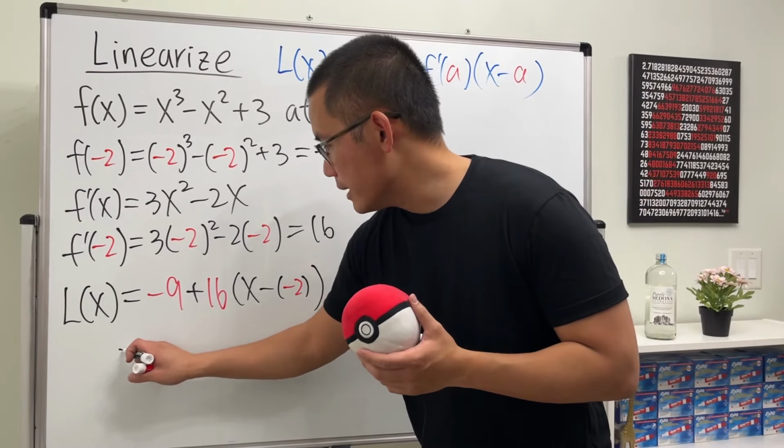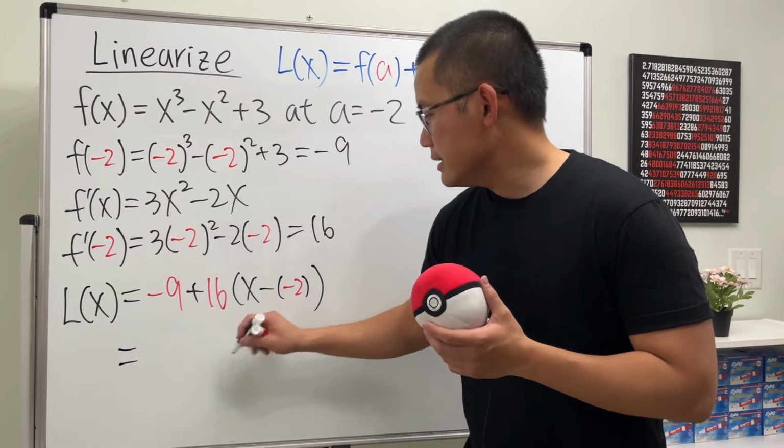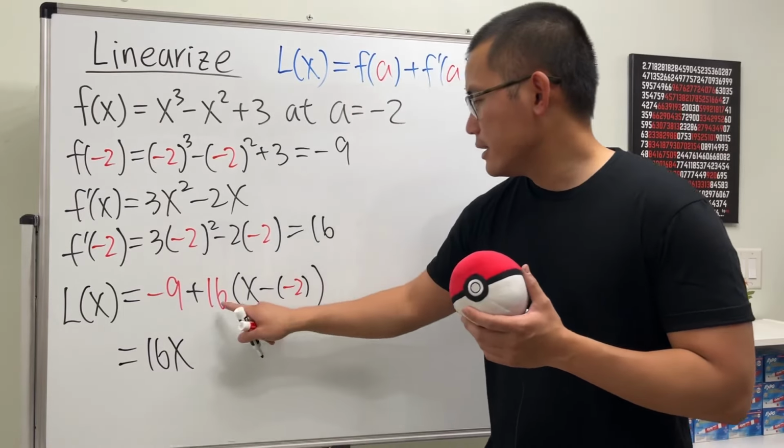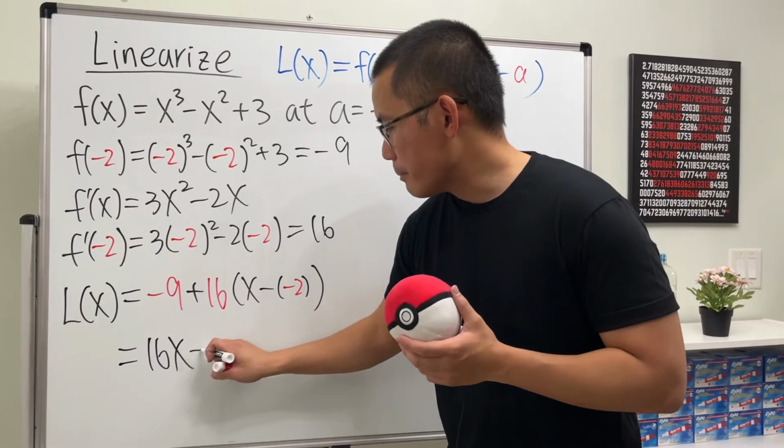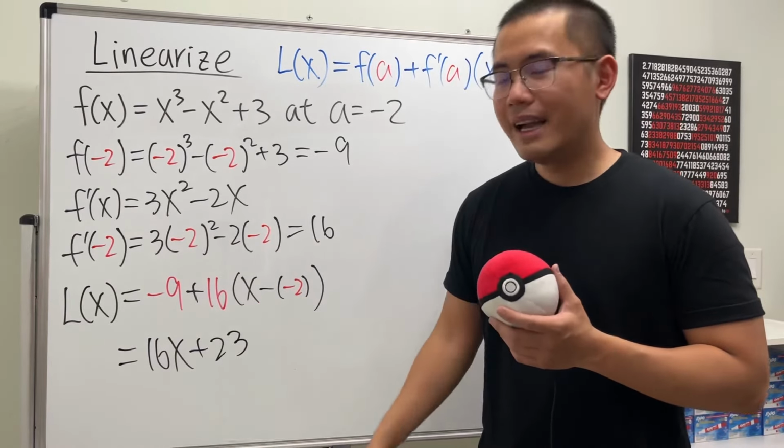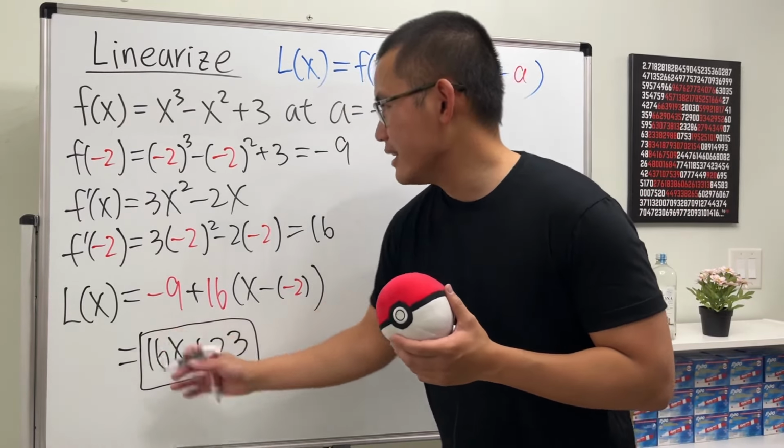Cool, and then perhaps we'll just multiply this out and then combine terms. So ladies and gentlemen, linearization is going to be 16x. And then this times that is positive 32. Minus 9, we get plus 23. And that's it. This is the linearization for that.